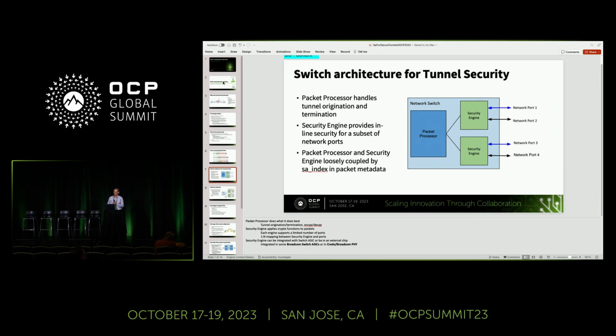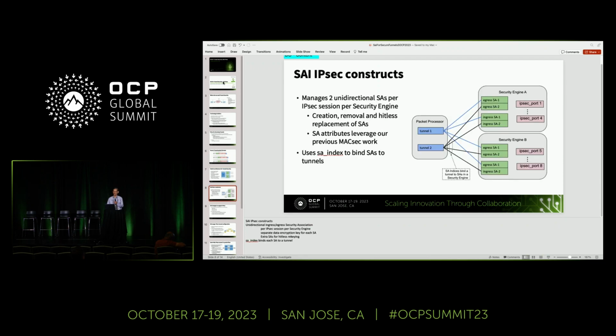So we have both implementations now available in hardware. Right from the beginning, we worked with silicon partners. Credo had a Macsec chip, which also does IPsec. And Broadcom has multiple switches which integrate the security engine inside. Okay. And I think more recently, Broadcom has a PHY chip that also integrates IPsec.